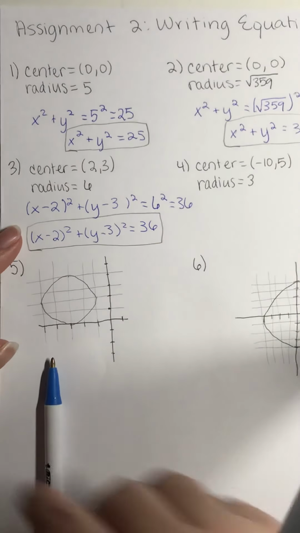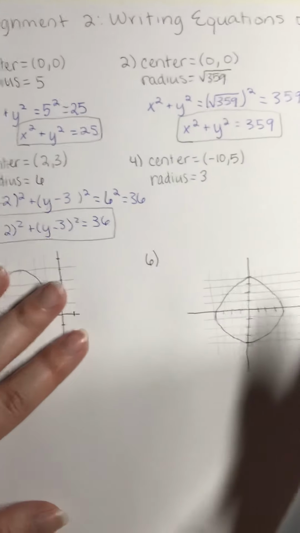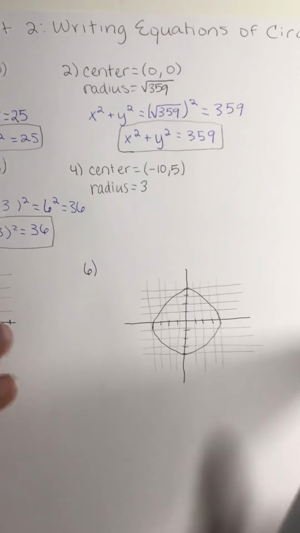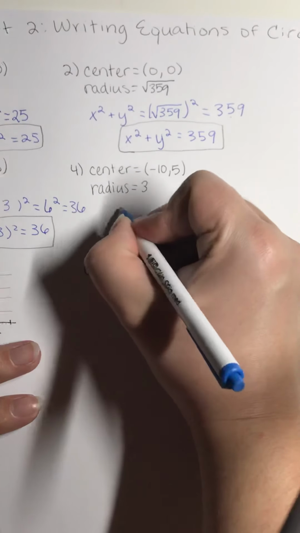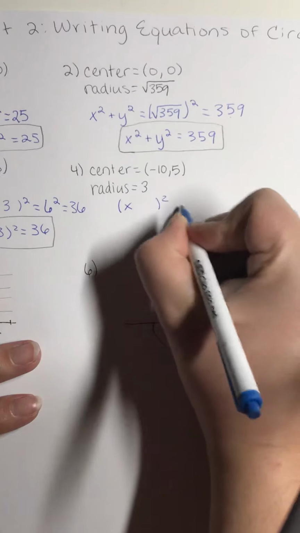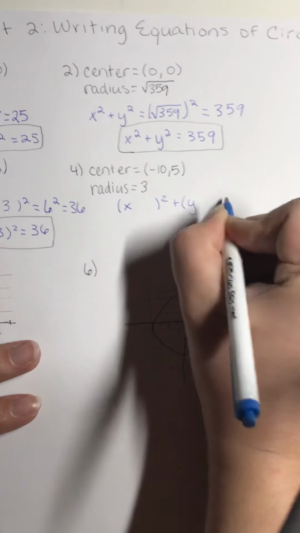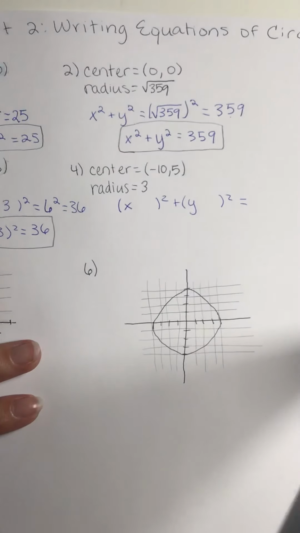That is my answer, fully simplified. Let's look at number 4 here. Again, I'm going to start by just writing it out. I'm going to have x something squared plus y something squared equals r squared.